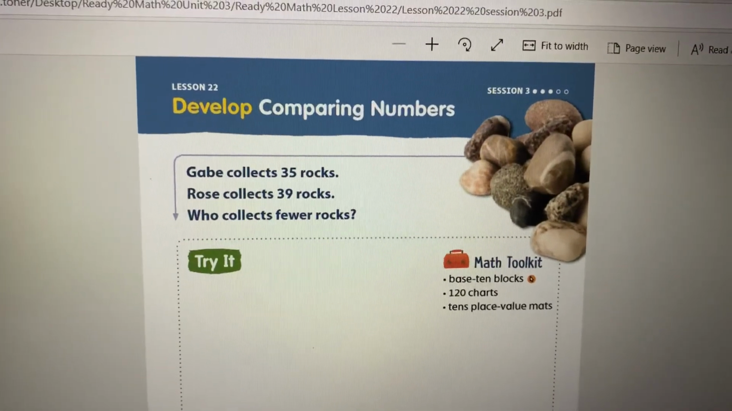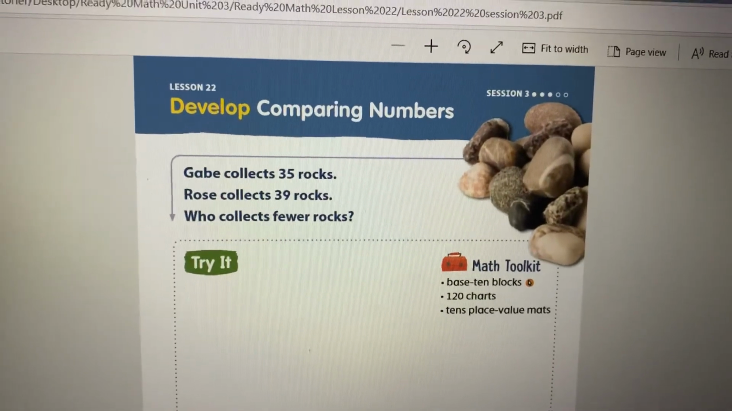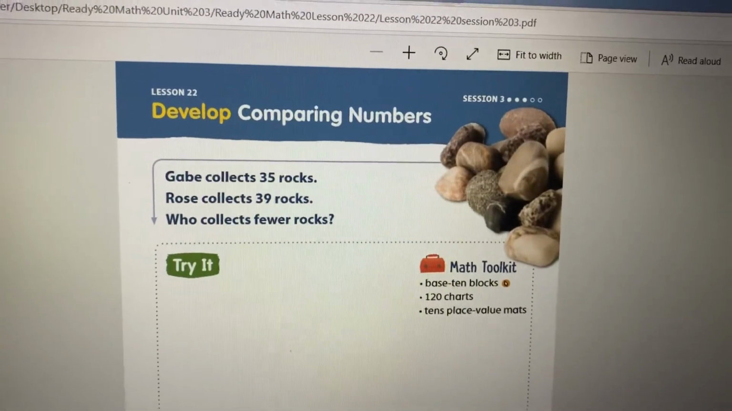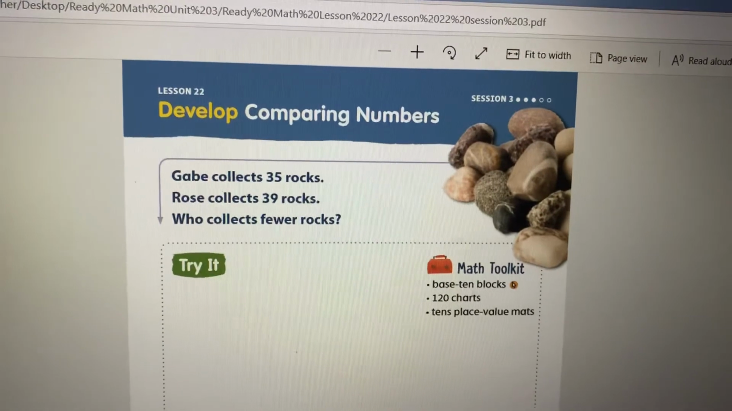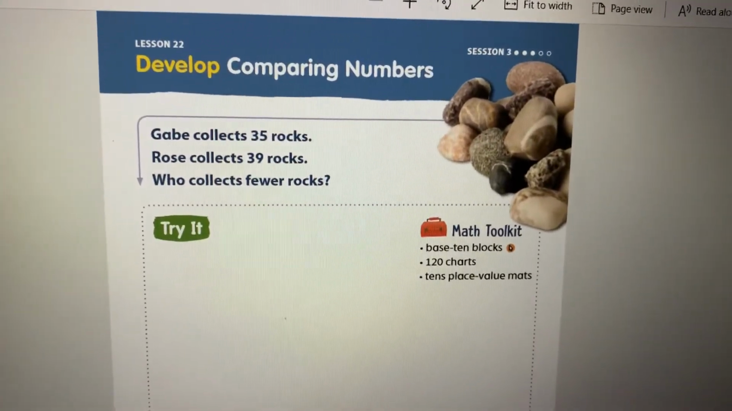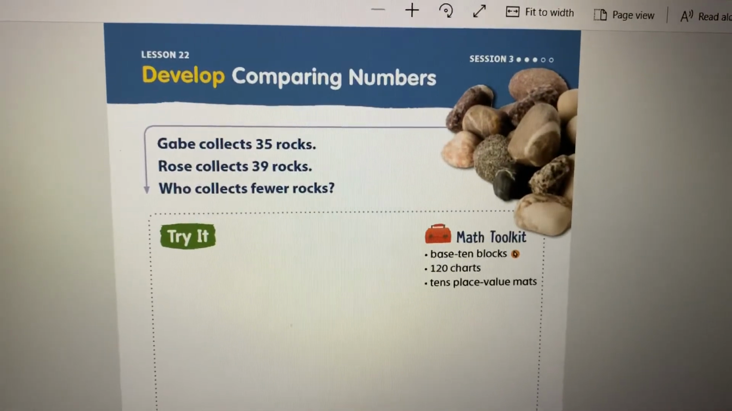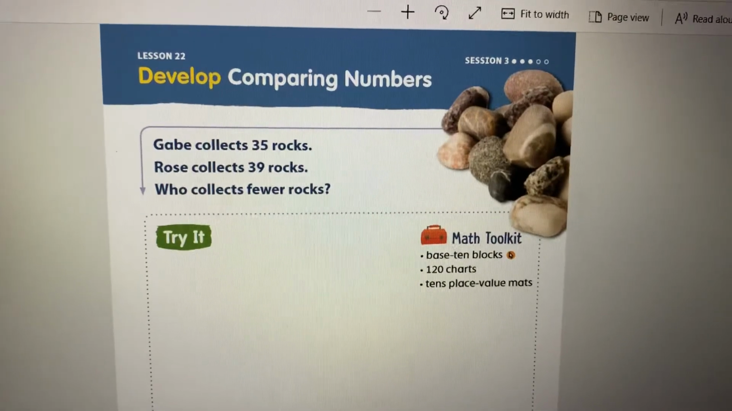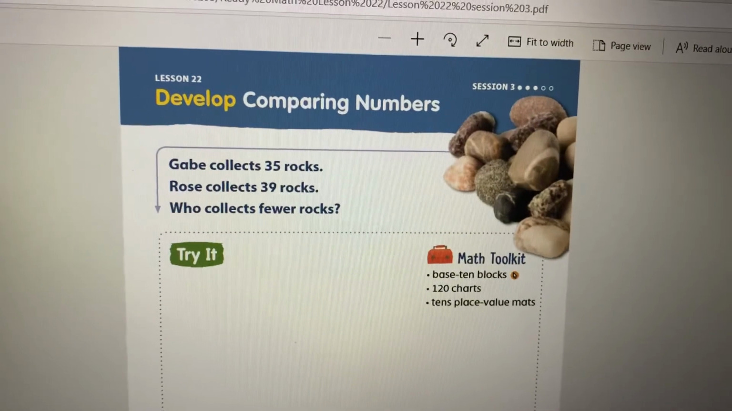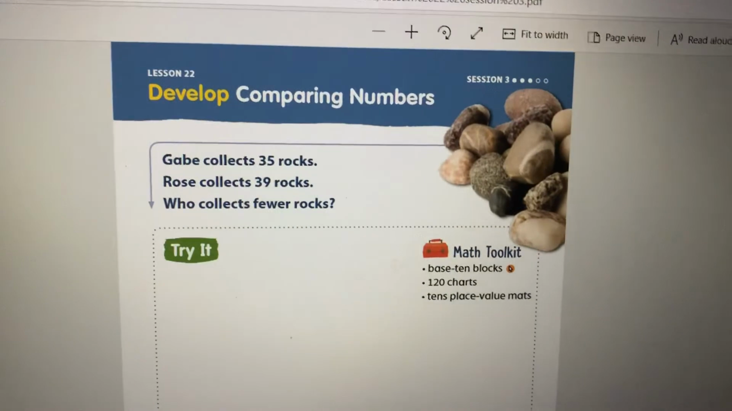Yesterday we talked about the greater number. Today it looks like we're going to talk about which one has fewer. So fewer, like we talked about yesterday, is the smaller number, who has less. So tell me what's some important information in our question. Right, 35 rocks is important information, 39 rocks, and of course the question's important: who collects fewer rocks?